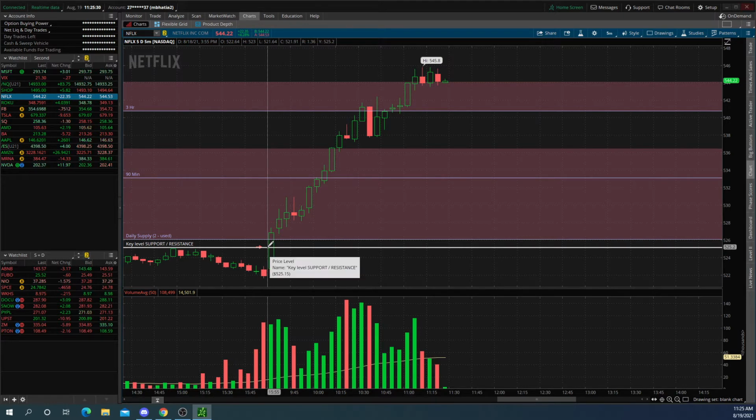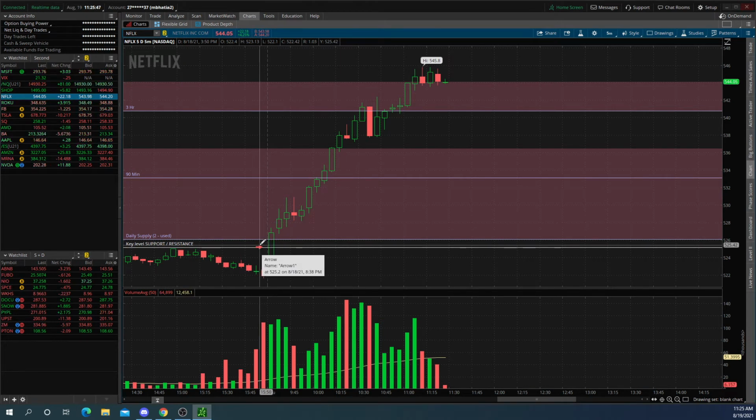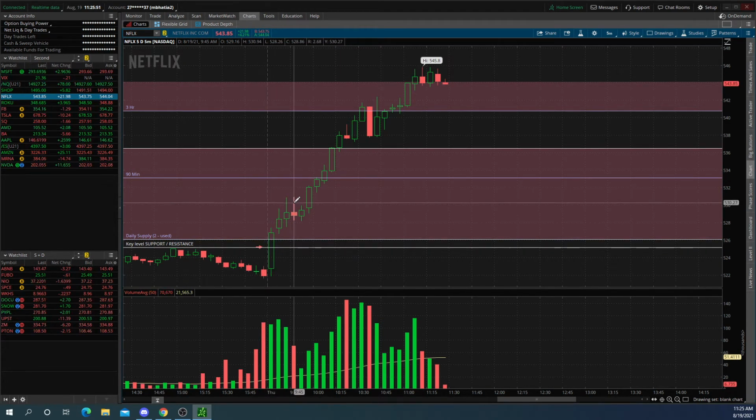So just to protect myself, I scaled 1 contract out for break even. That's just a risk management technique I use when things don't go right away off the open. So I had 4 contracts, but at this point I'm only in 3 contracts. And as we start moving up, I start scaling my entire position.